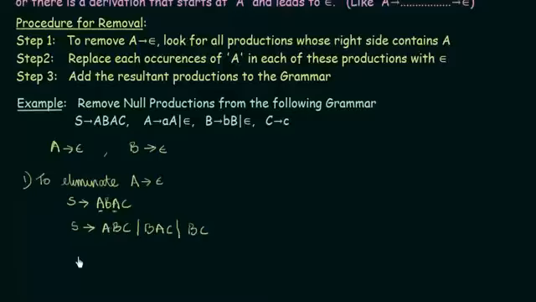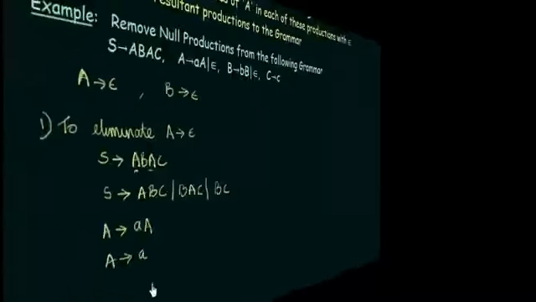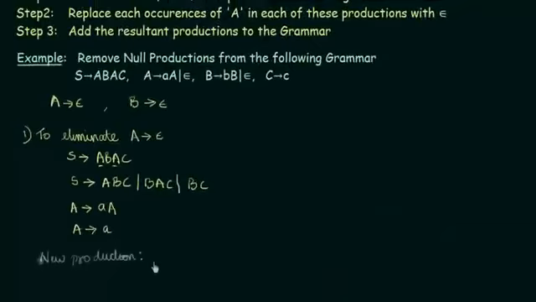Alright, now the next one that we have is A gives AA. In the right side we are having A. So I have to replace this A with epsilon, and what do I get? I will get A gives just small a. So we get this, and our new production will look like this.